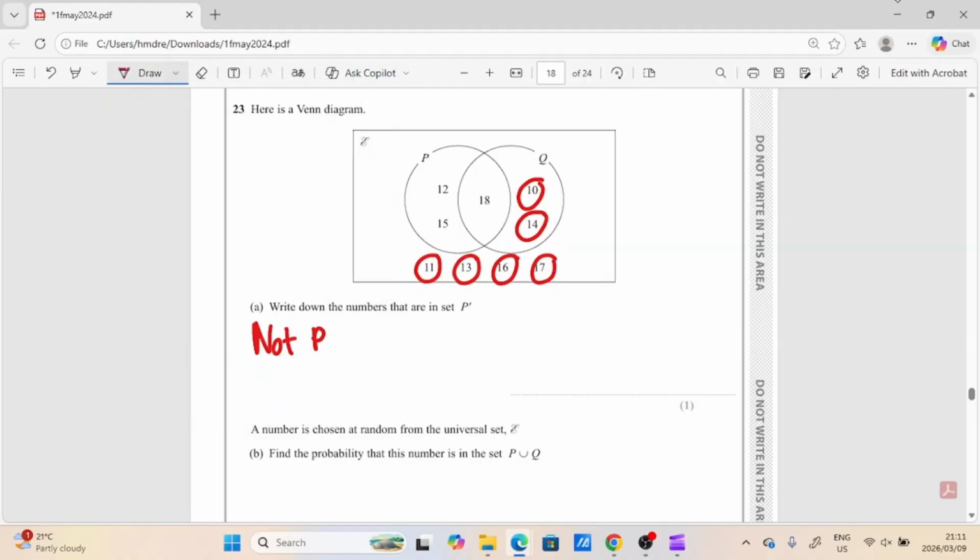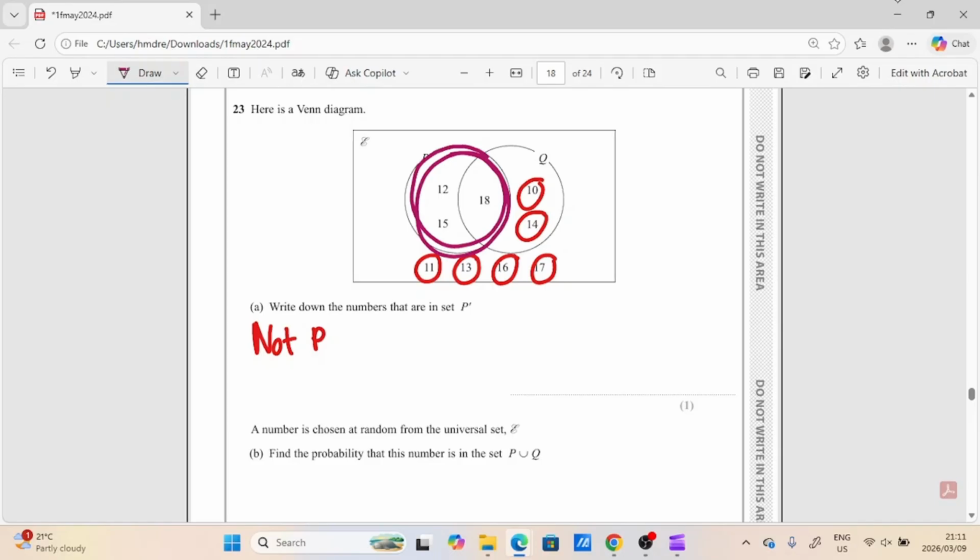Let's just do that and say that is our set P apostrophe. So everything is fine there. And then it's just good practice to write it from smallest to biggest. So we've got 10, 11, 13, 14, 16, and 17.